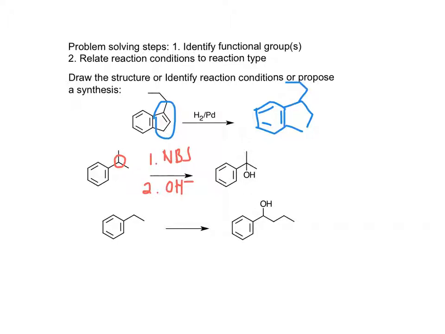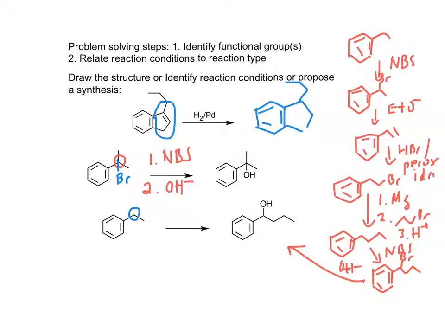By using NBS in the first step, we'll get a Br substituted at the benzylic carbon, and then OH minus reacts at the benzylic carbon in the substitution reaction. For the third reaction, note that we're seeing a substitution at the benzylic carbon, but we're also seeing a carbon-carbon bond form because we're making a bigger chain. So that means we can either use a Grignard reaction or use the acetylide ion. So here's one way.